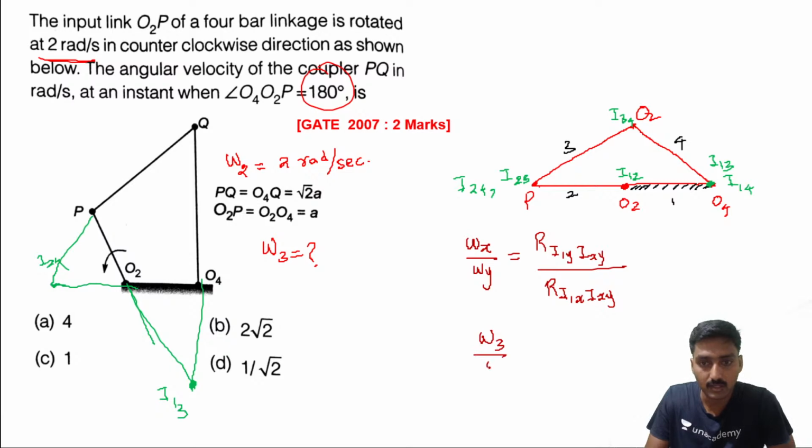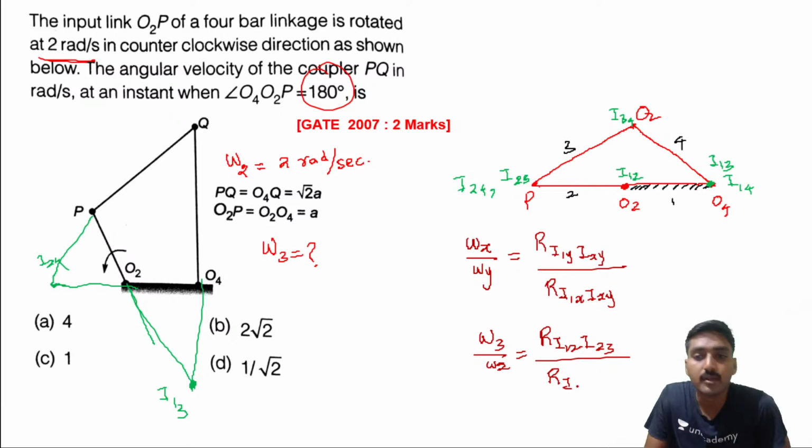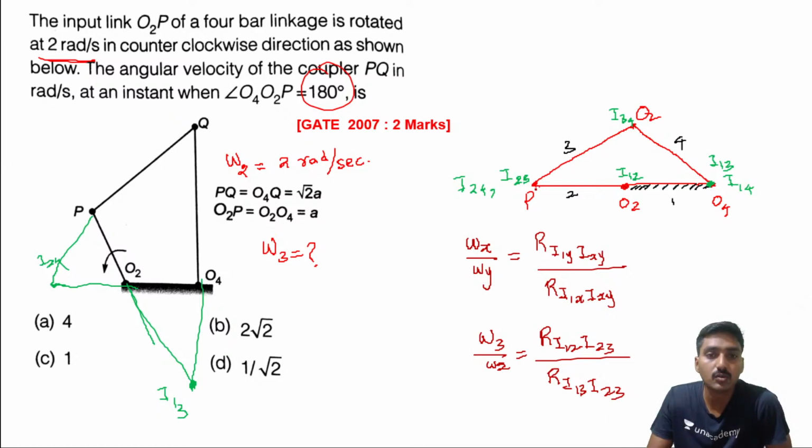Omega 3 divided by omega 2 is I12, I23 divided by I13, I23. Now the distance in between 1 to 2, 2 to 3, it's O2P. O2P is equal to A. I will show you in the next. Omega 3 divided by omega 2 is equal to A.